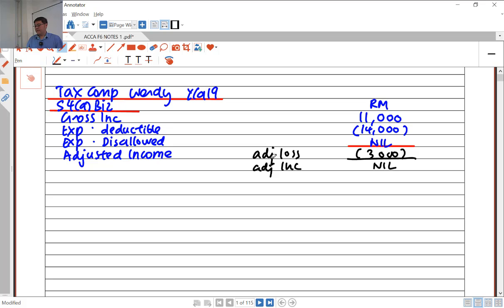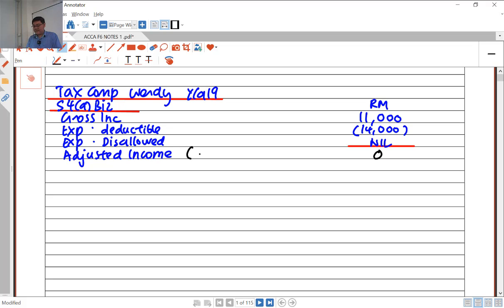Alternatively, what I normally do is, because in the filling up of the form you don't actually fill in two lines, you can only fill it as 0. So your adjusted income is 0. I know there is a negative figure, but we fill in 0. So I just write adjusted income 0. But for the sake of the exam, the examiner will ask, what happened to that negative 3? That's why I normally suggest students put it in brackets and write there that there is a loss.